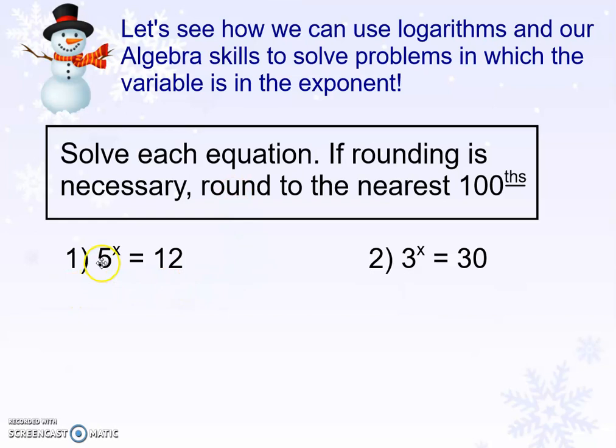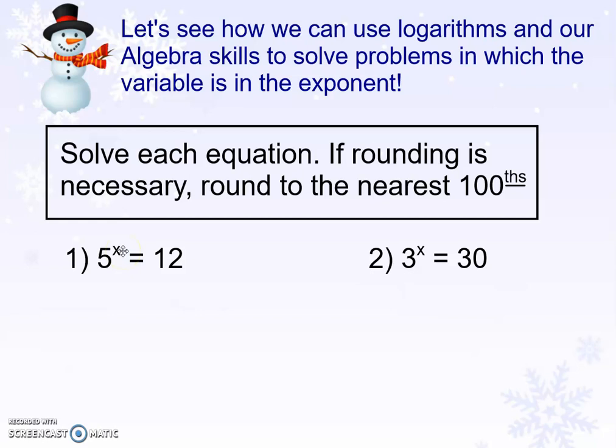Okay, so I'm looking at problem number 1. Let's focus just on problem number 1. I have 5 to the x equals 12. This is a good time to do a little bit of estimation. You know that x, the exponent here, has to be between what two whole numbers? If you think about it, x is between 1 and 2, because 5 to the first is 5, which is just smaller than 12. 5 squared is 25, which is just bigger than 12. So I know something about x: it's between 1 and 2.